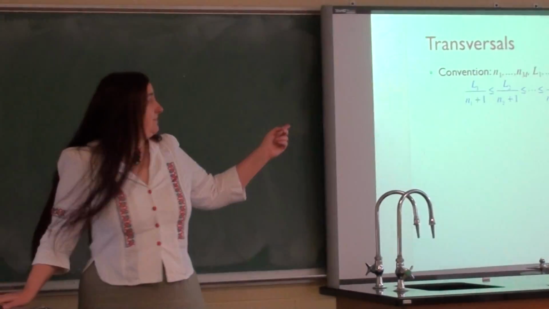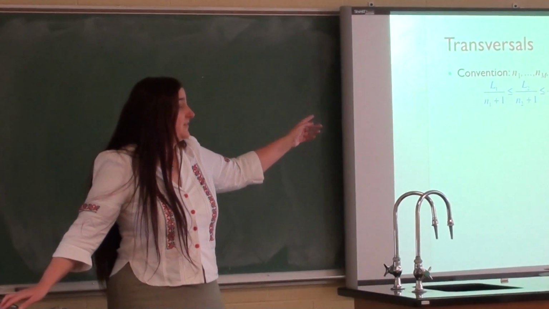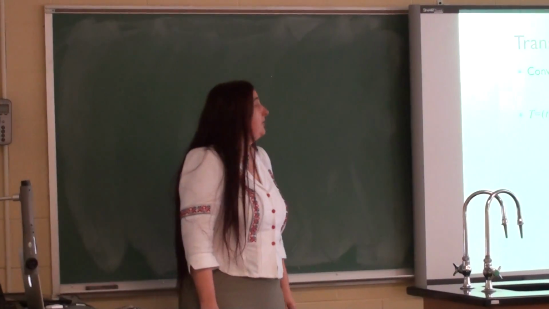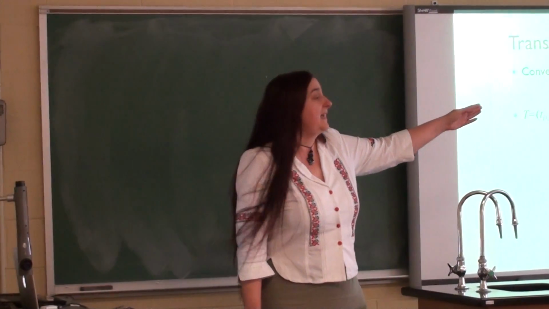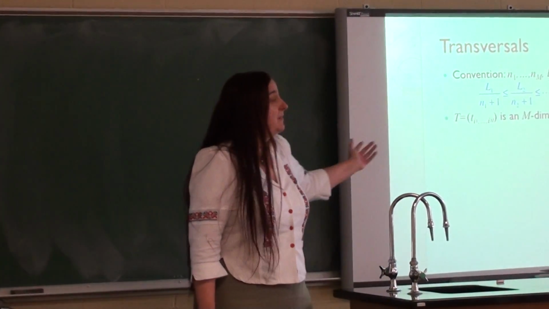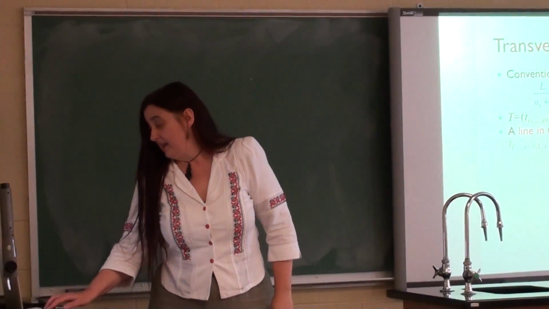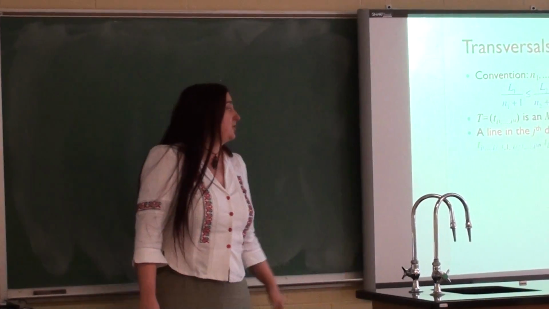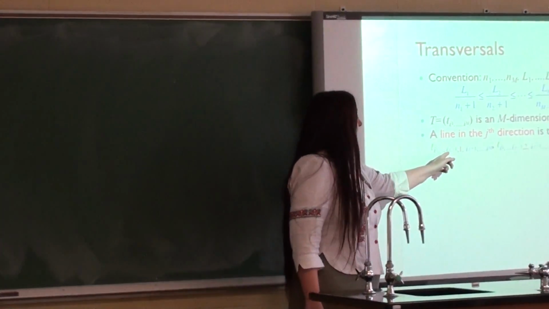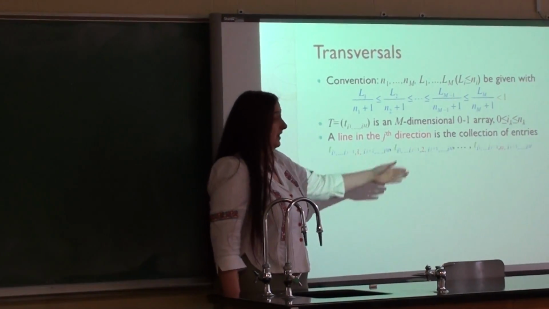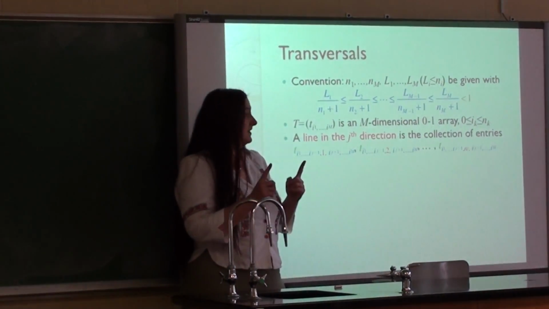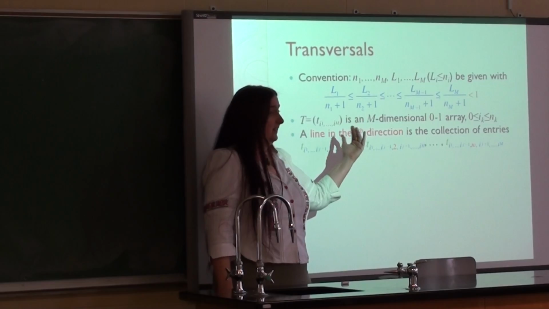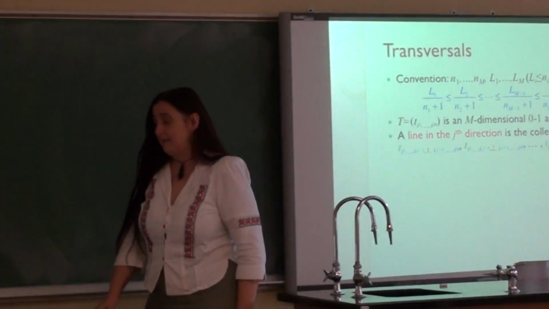So I have these parameters, and by convention I want to order them in this way so the ratios are increasing. And I have an m-dimensional array of zeros and ones. M is 2 over there because I have a 2-dimensional array, that's what a matrix is, but I'm allowed to have higher numbers. And a line in the jth direction, in an m-dimensional array, will be just a collection of entries where every entry is fixed except the jth one. In 2 dimensions, what happens? You have 2 entries. One of the entries is fixed, the other one can go. That will give you all the lines and the columns. In m dimensions, this is how the generalization looks.